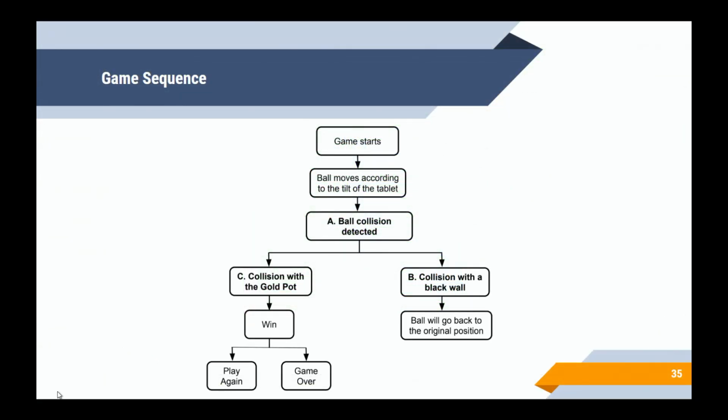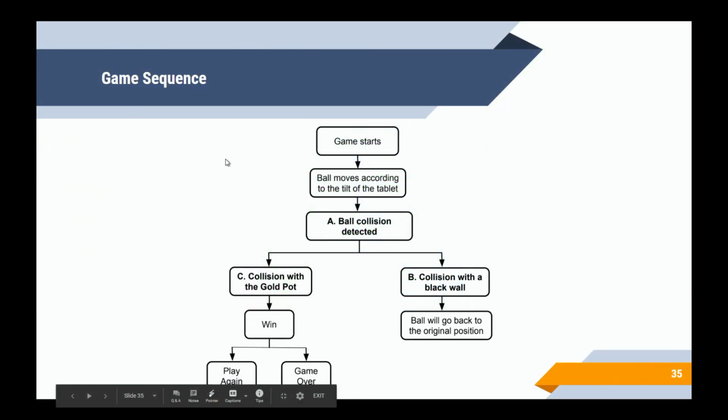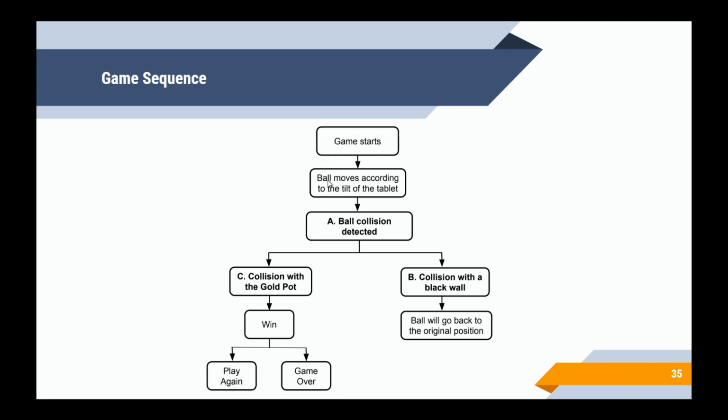Alright, so the game sequence, as we looked at a little bit before, is that the game is going to start. The ball is going to move according to the tilt of the tablet. When the ball detects a collision, you can do one of two things. If the collision is with the gold pot, you're going to win. If the collision is with the black wall, that means you're going to lose, and the ball will go back to the original position.